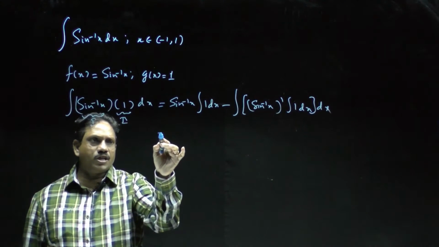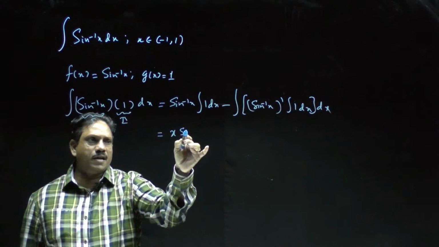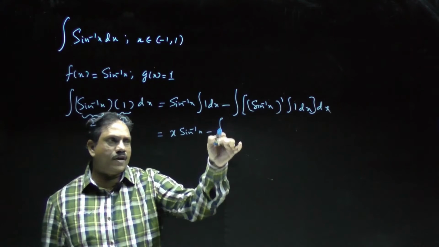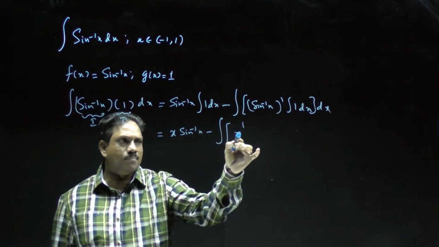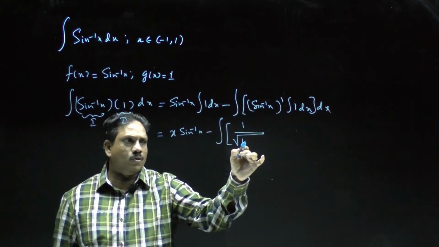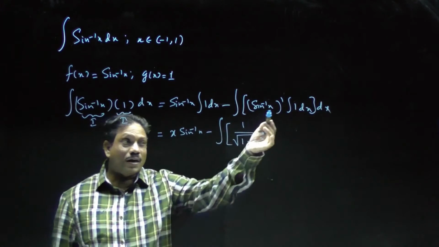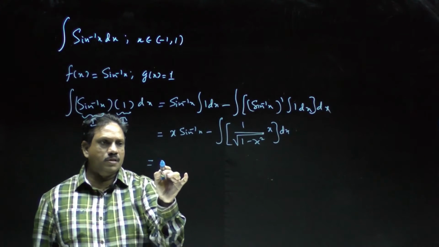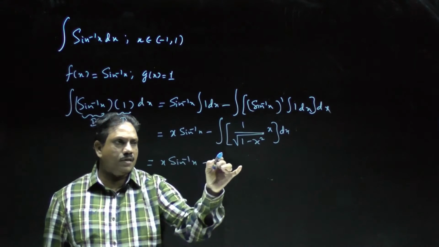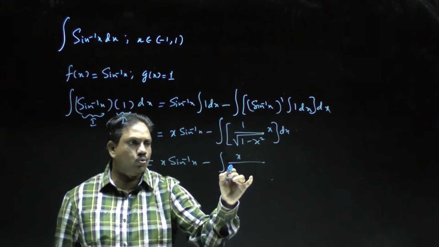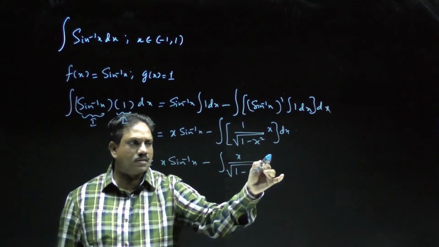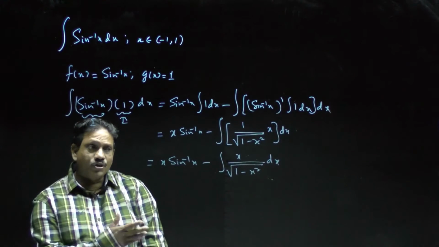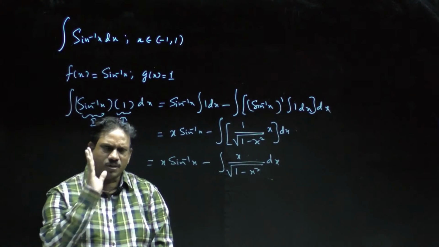Now what is the integration of 1? x sin inverse x. What is the derivative of sin inverse x? 1 by root over 1 minus x square. What is the integration of 1? x dx. Now we have x sin inverse x minus integral x by root of 1 minus x square dx. Now here I want to integrate the second part. I will give you a simple technique.